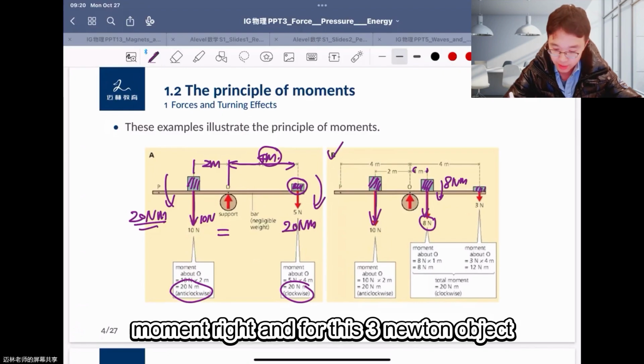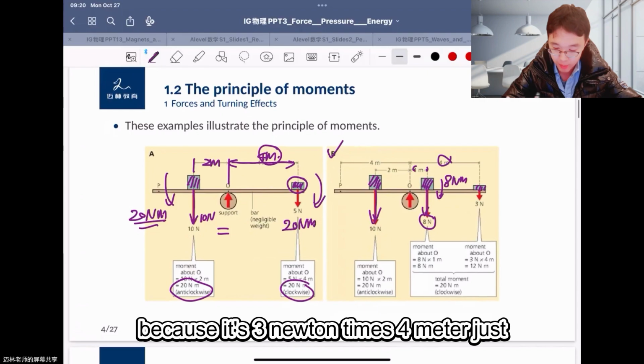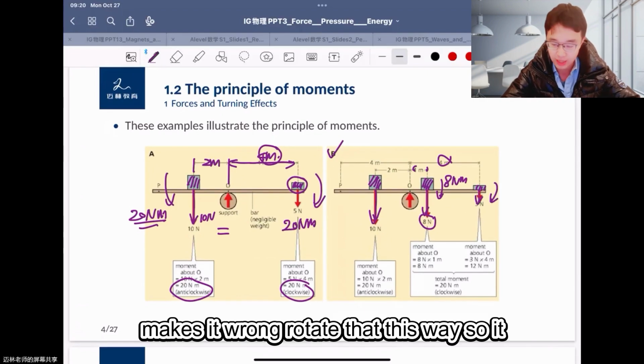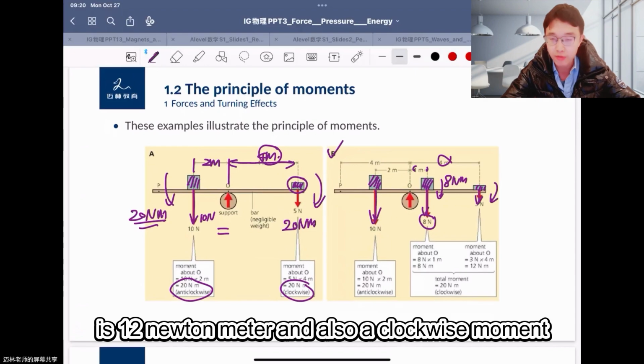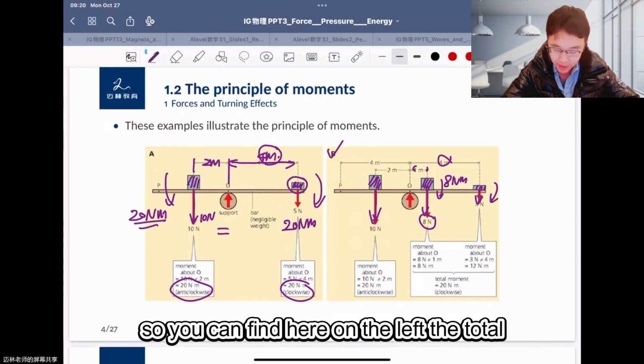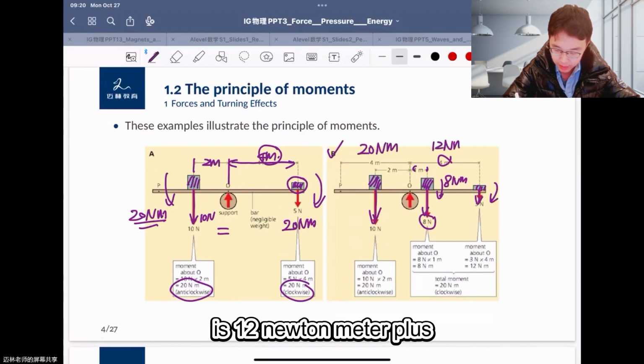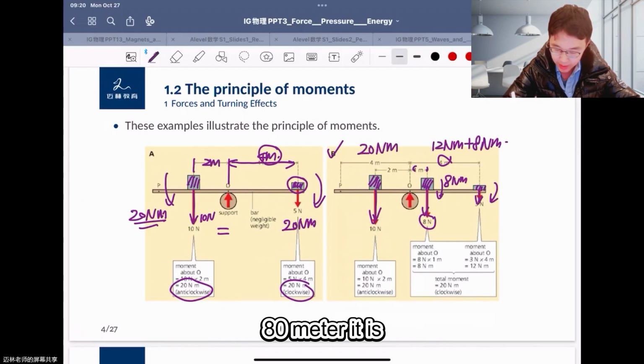And for this 3 Newton object, we can say 3 Newton times 4 meter rotates this way, right? It gives a force that makes the rod rotate this way. So it is 12 Newton meter and also a clockwise moment. So you can find on the left, the total moment is 20 Newton meter, and on the right is 12 Newton meter plus 8 Newton meter. It is also 20 Newton meter.